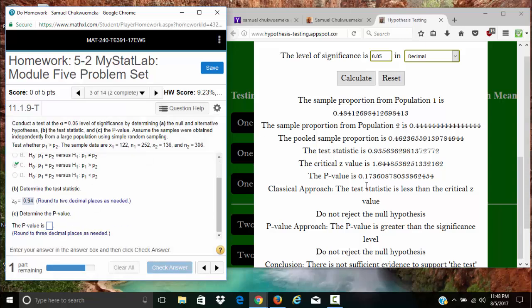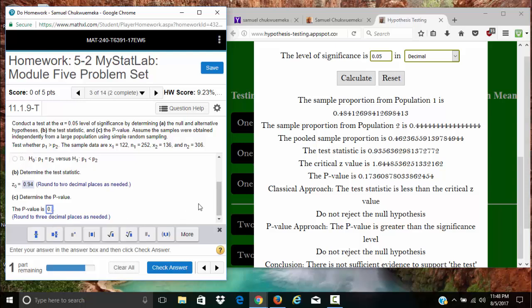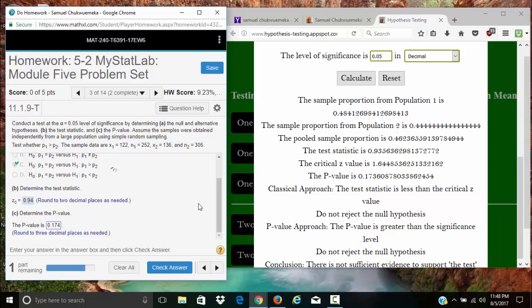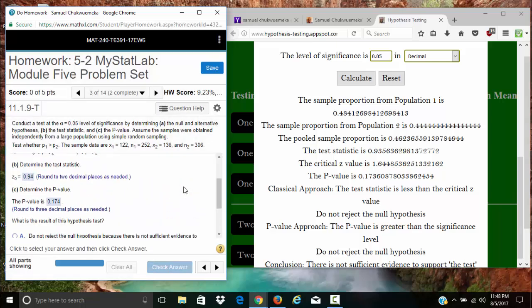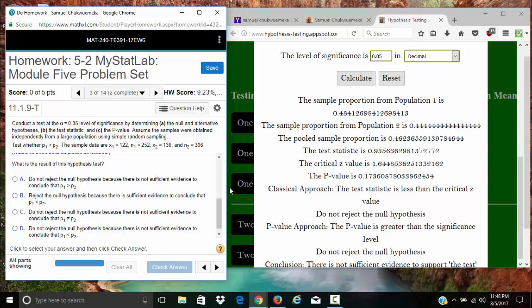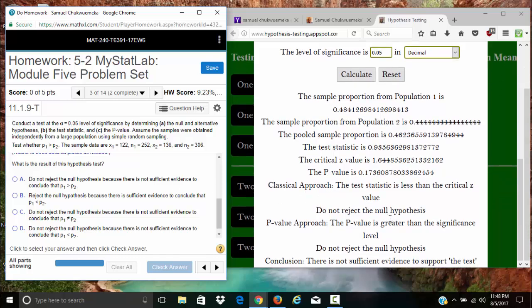And the p-value, to 3 decimal places, will be 0.174. And the result of the hypothesis test: do not reject the null.